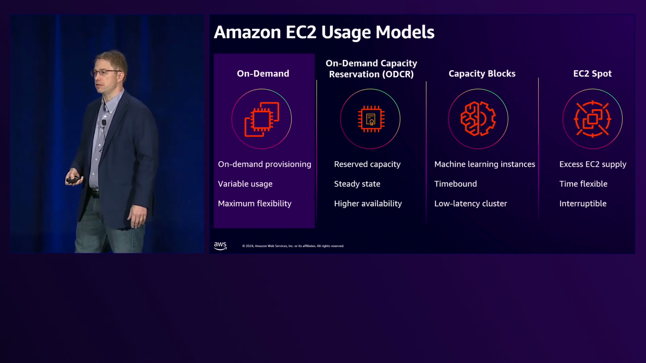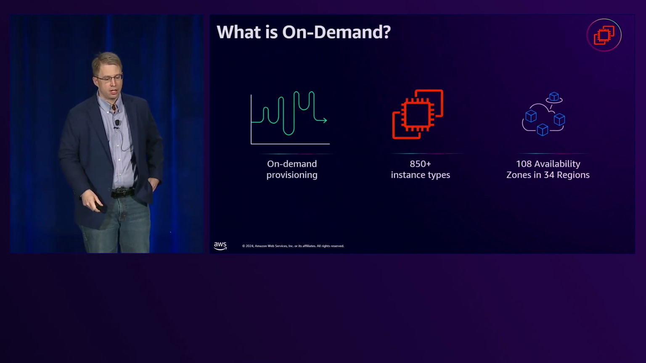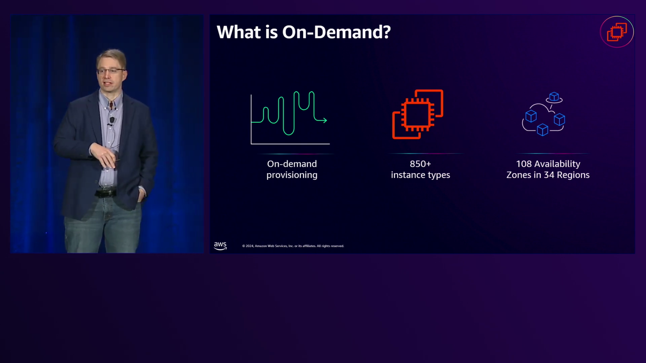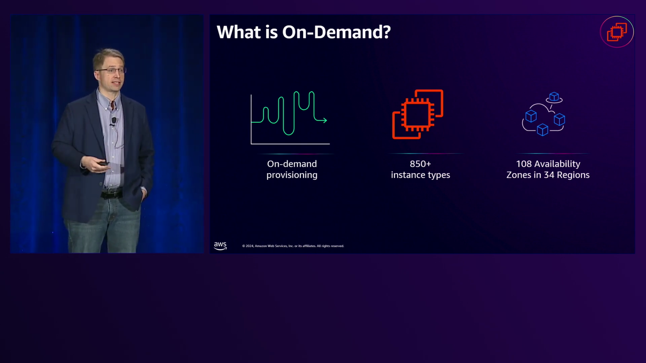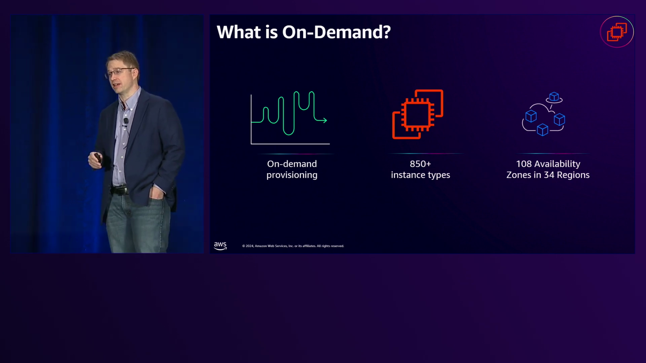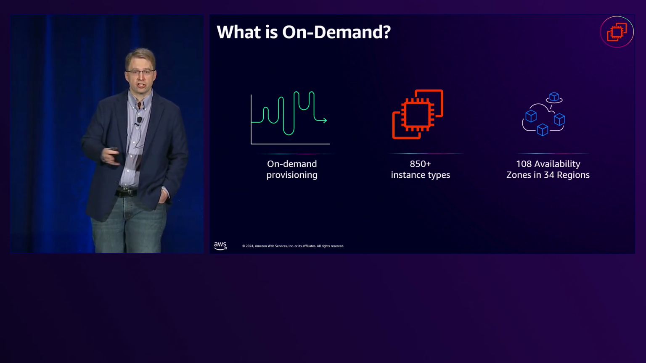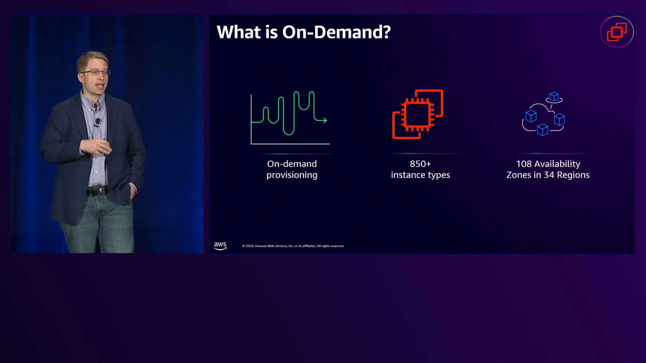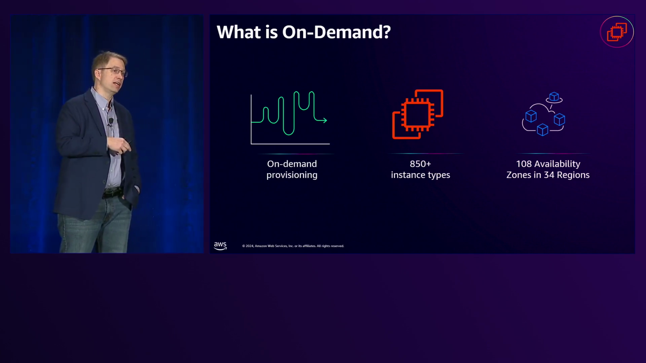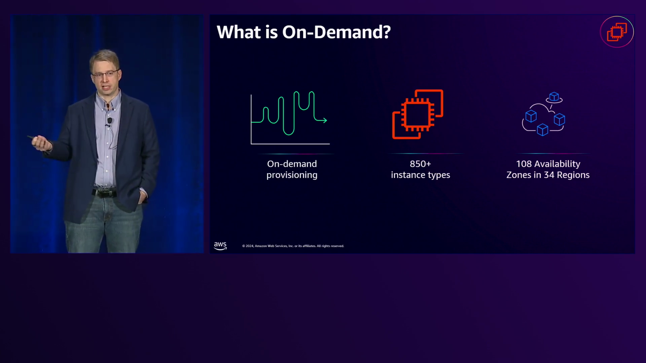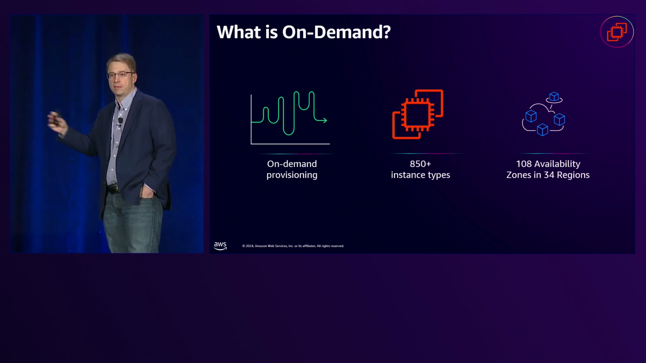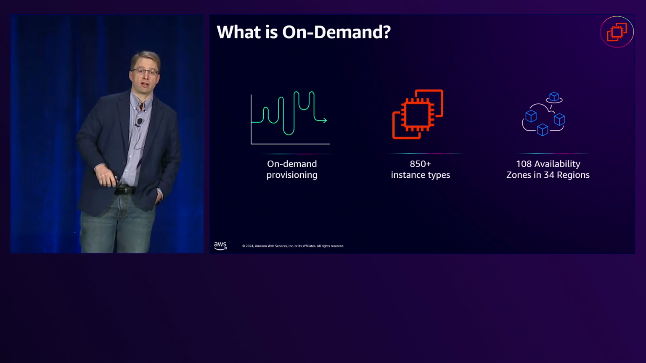Let's dive into on-demand itself. With on-demand, as I mentioned, it is about having that flexibility to spin up and down capacity when you use it. We have over 850 different instance types, which allow you to have that selection of capacity, as well as we have many geographies that you can access, including 108 different availability zones, think of that as data centers, as well as 34 different regions, and those basically allow you to have different geographies across the globe.